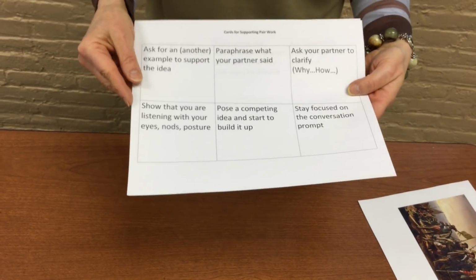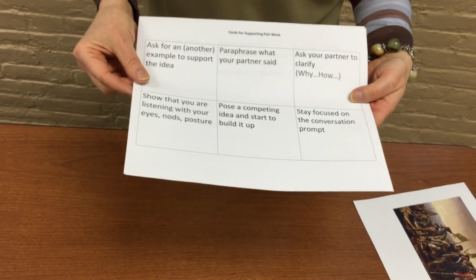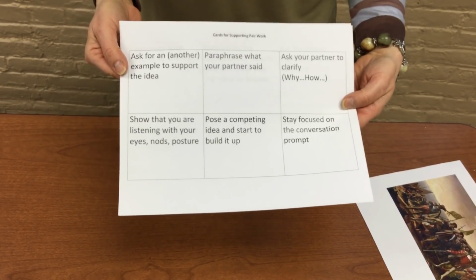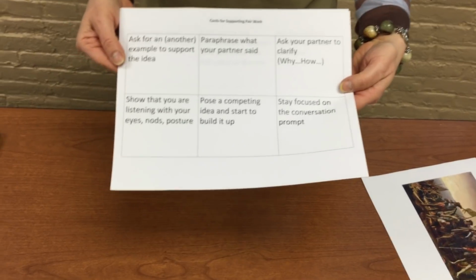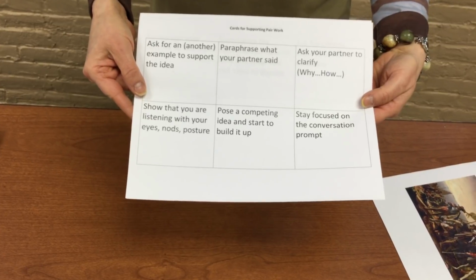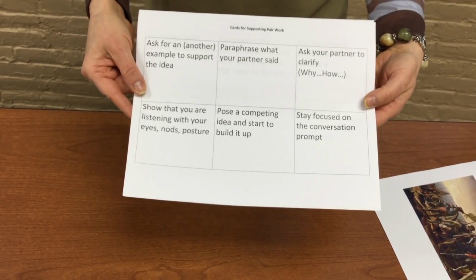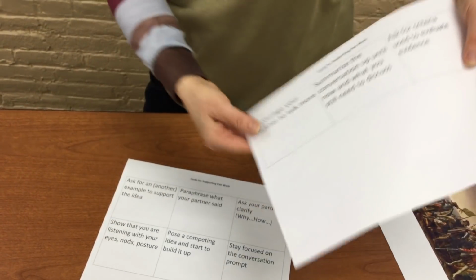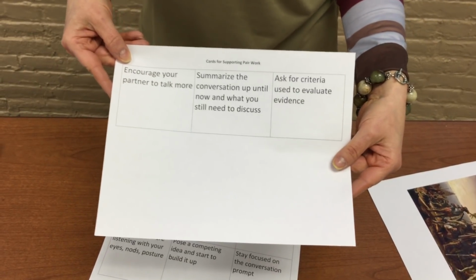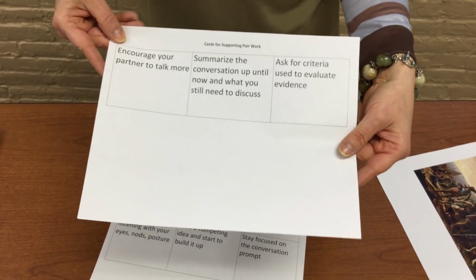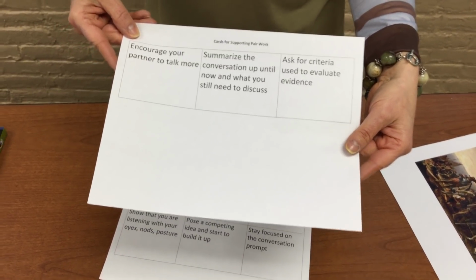And here are some of the comments on these cards. Ask for another example to support the idea. Paraphrase what your partner said. Ask your partner to clarify why or how. Show that you're listening with your eyes, nods, and posture. Pose a competing idea and start to build it up. Stay focused on the conversation prompt. Encourage your partner to talk more. Summarize the conversation up until now and what still needs to be discussed. Ask for criteria used to evaluate evidence.